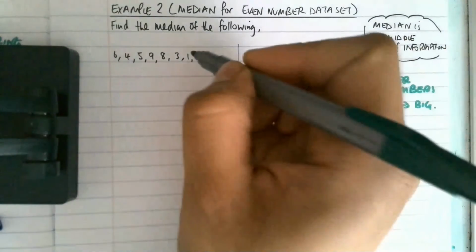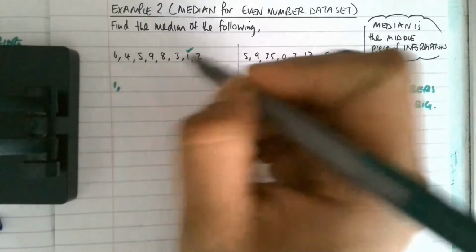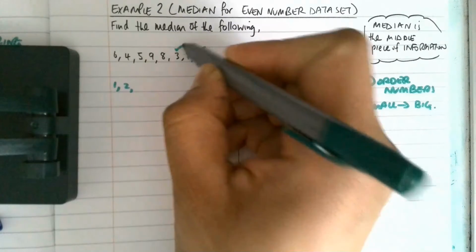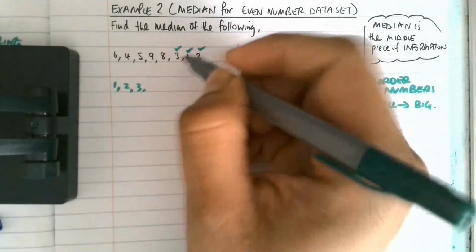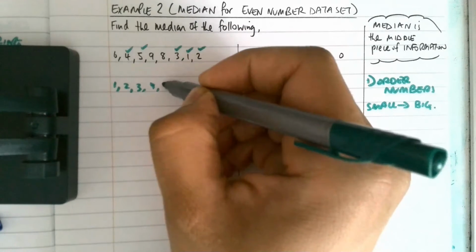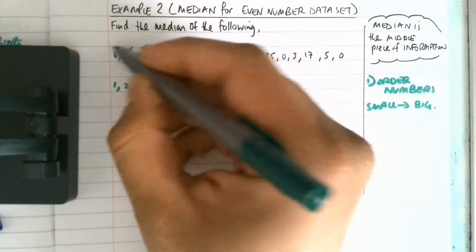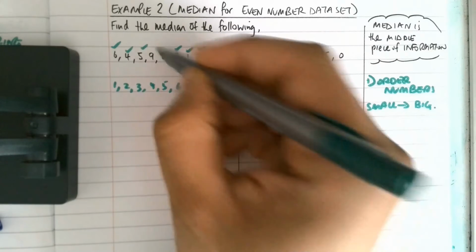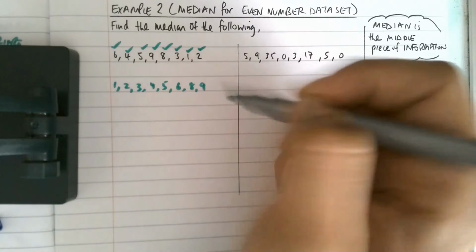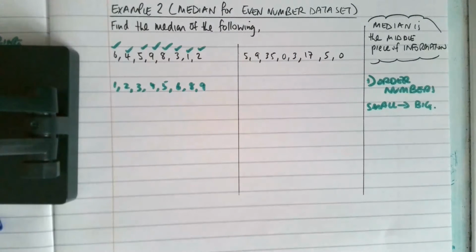And I'm going to look at my data set. 1 is the smallest. Again, I'm scanning across, ticking them off. Again, I'm not committing myself to crossing them off just in case I do make a mistake. If I've ticked above, if I do make a mistake, I can then restart the ordering using another way, either putting dots or crosses underneath here. So I've ordered them from smallest to biggest.